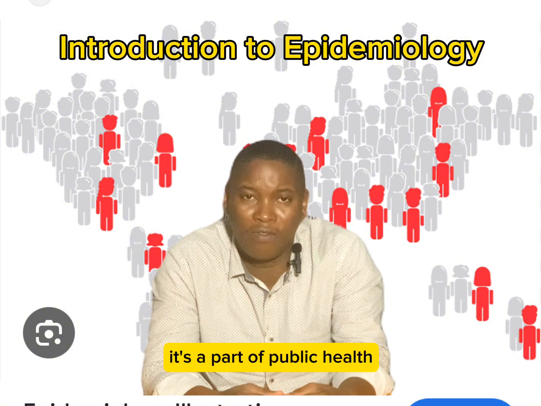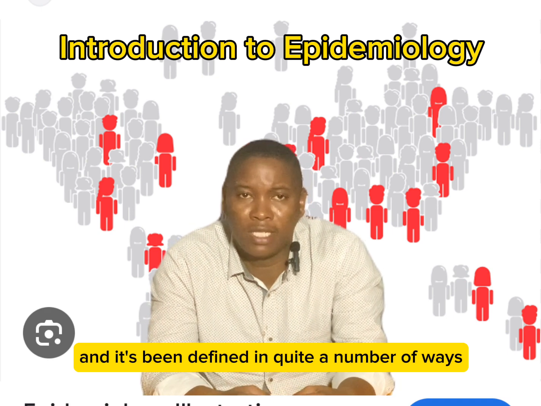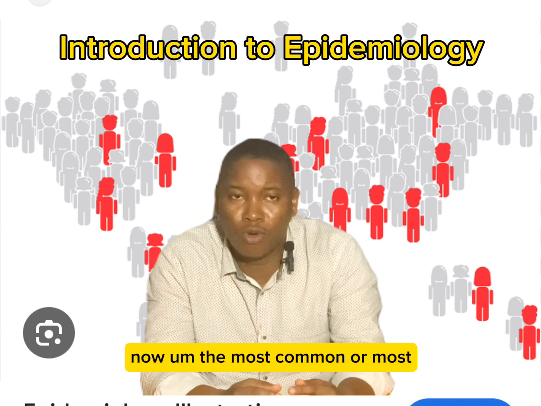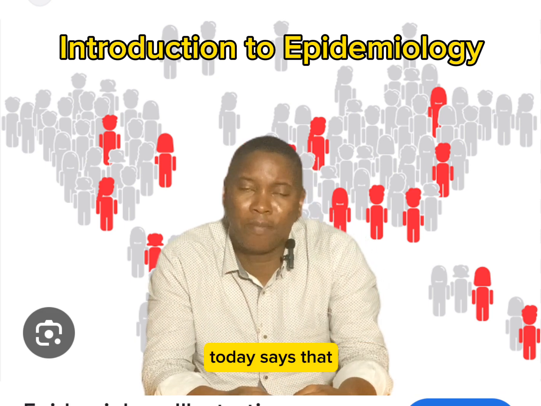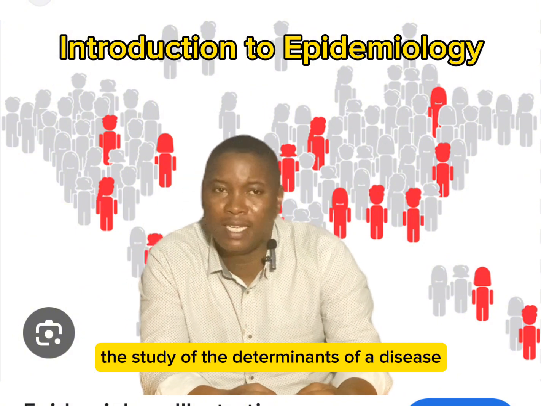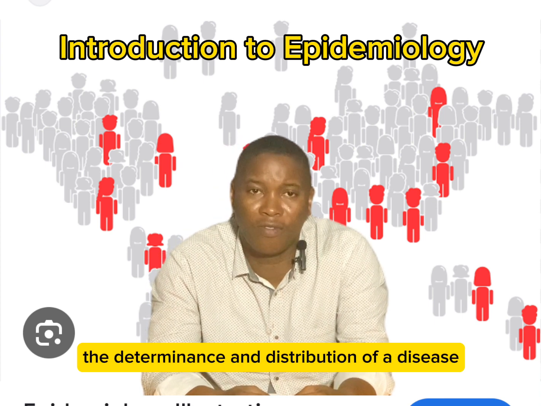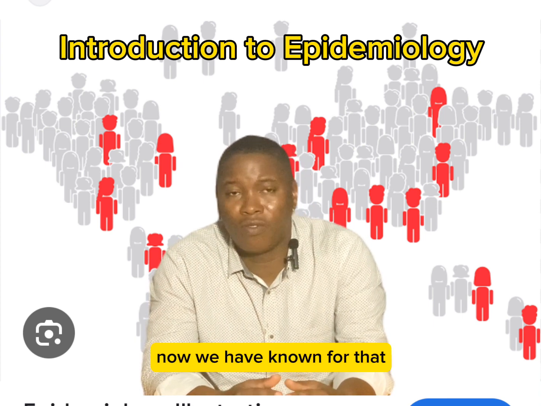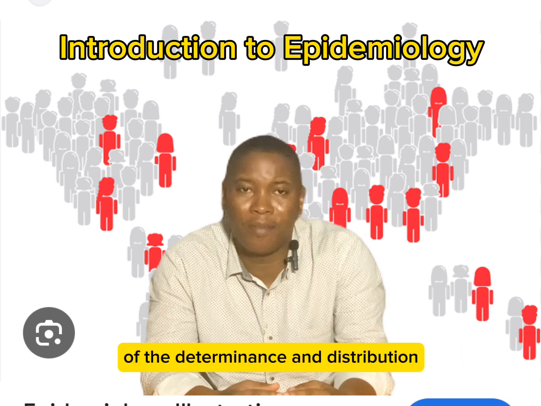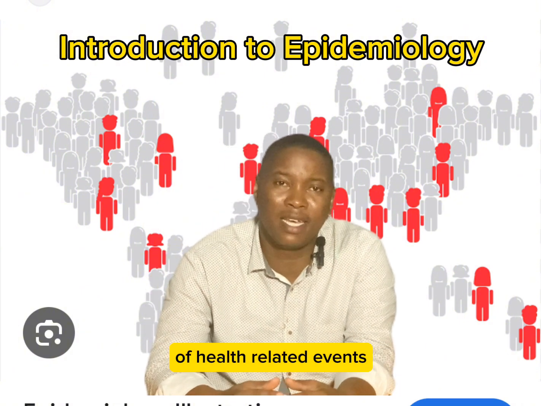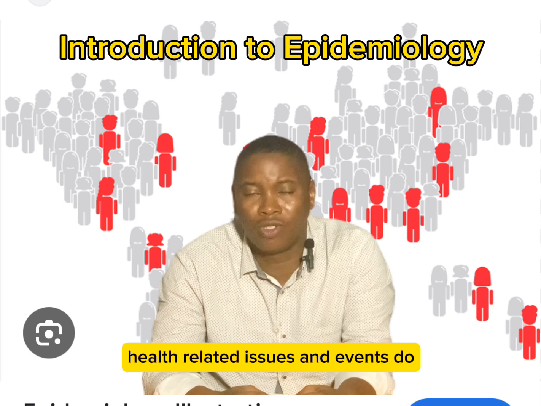It's a part of public health, a very important part of public health, and it's been defined in quite a number of ways. Now, the most common or most widely used definition for epidemiology today says that epidemiology is the study of the determinants and distribution of a disease. Now, we have gone further to even refine that definition to say that epidemiology is the study of the determinants and distribution of health-related events, health-related issues and events. Now, what do we mean by health-related issues and events?